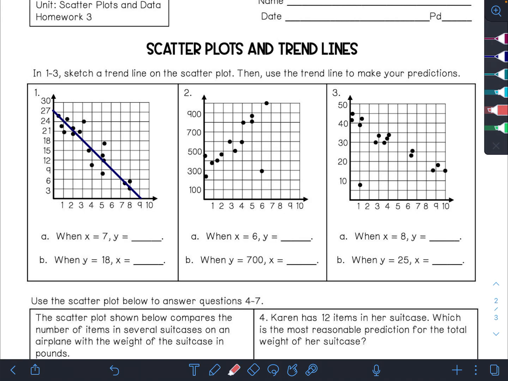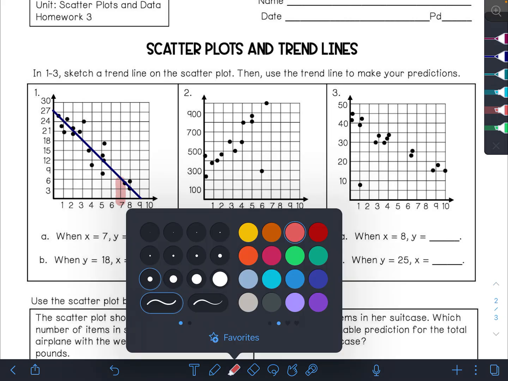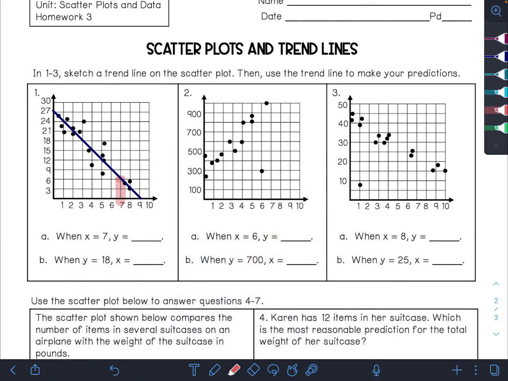So when x is equal to 7, so I'm going to go right here at 7. Let me change this and make it a little bit smaller. When x is equal to 7, then I'm going to go over, and it is about at 6. So on my other paper, I have 7, so it could be anywhere from 6 to 7. And then when y is equal to 18, so I'm going to go up here to 18 and then go down, I would say that x is about 3.